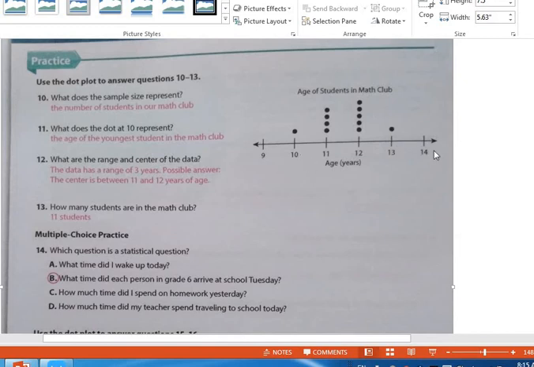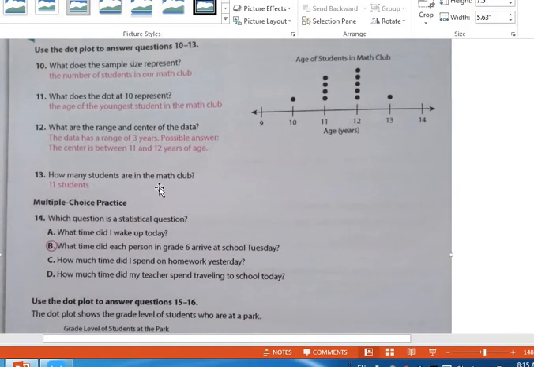Why didn't I take 14 and 9? Because here the dotted ones, I have 13, 1 dot, 10, 1 dot. So I will not take the ones without dots. So 13 minus 10 will give me 3. And here he asks me for the center of the data. I don't have the highest one here and the exact center, so the center is between 11 and 12.